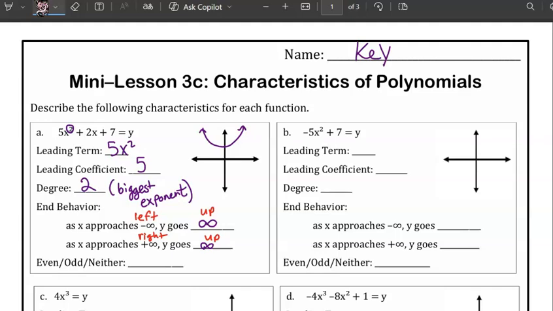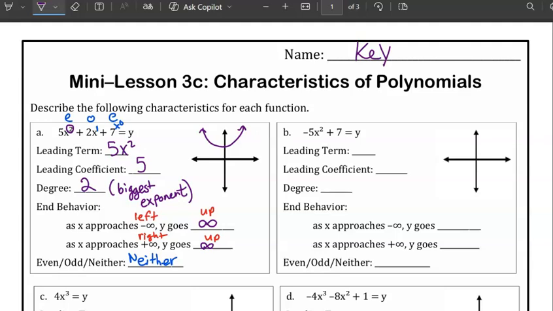Let's look at all of the exponents. We have a 2 that's even, we have a 1 that's odd, and then we have a 0 that's even. Even and odd, so we're going to put neither. It's neither an even function nor an odd function, since it has both kinds of exponents.